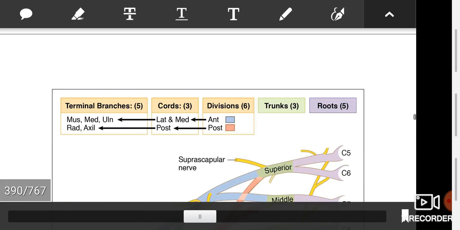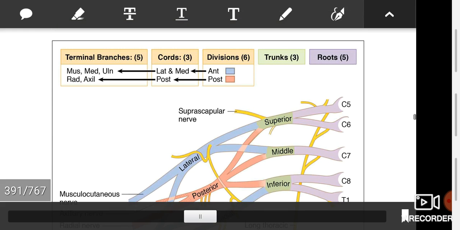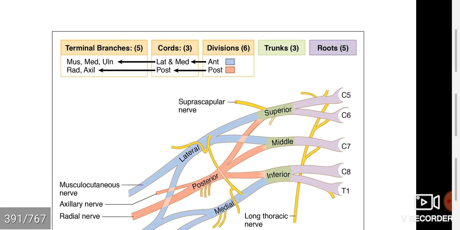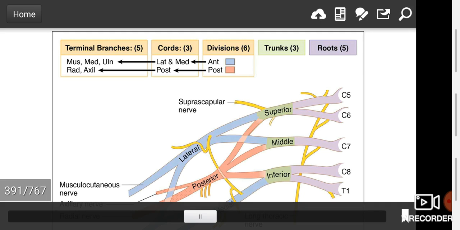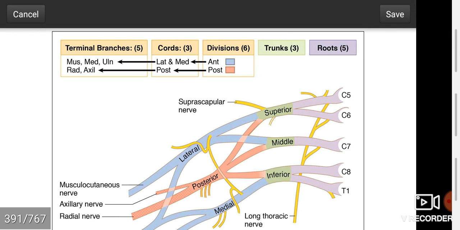The other concept in this diagram is the shape of the brachial plexus, how it is made. The brachial plexus has parts: the roots, trunks, divisions, and cords. There are 5 roots, then 3 trunks, then 6 divisions, and 3 cords, and lastly 5 terminal nerves are arising from this brachial plexus, and they are the terminal nerves.